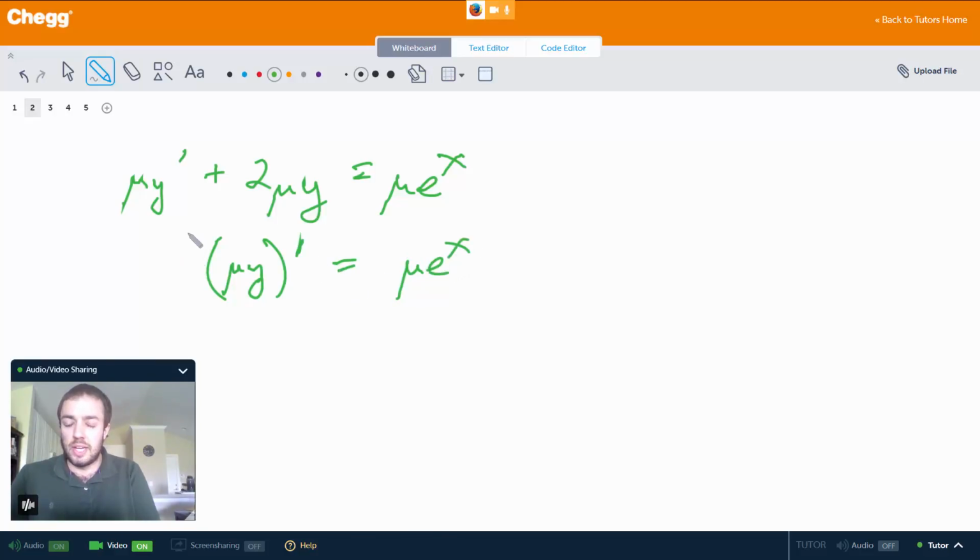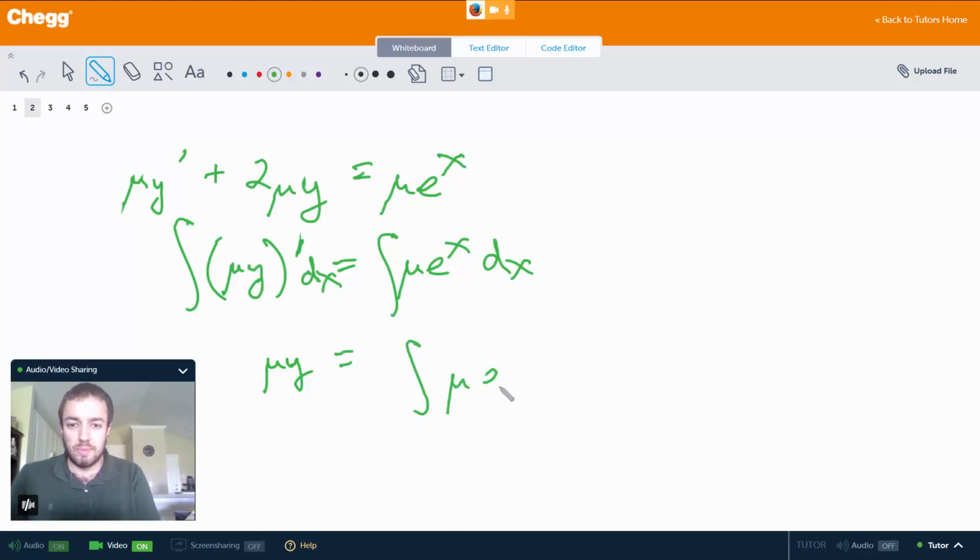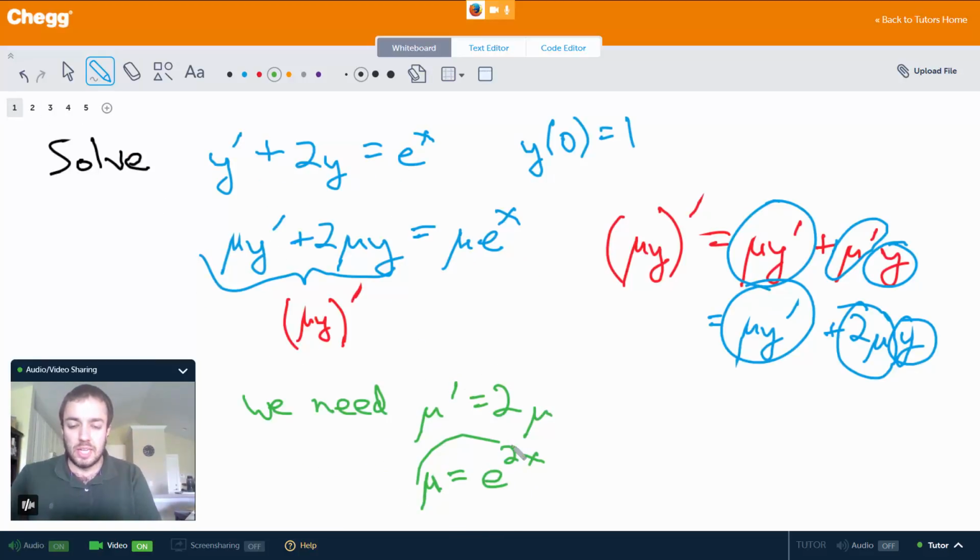Now what we can do is integrate both sides. If we integrate both sides with respect to x, then on this side, if we integrate (mu y)', we just get mu y, because we're just integrating a derivative, so if you integrate the derivative, you just get this thing back. And then over here, we still just have the integral of mu e^x dx. Then divide both sides by mu, and we end up with an expression for y. So y is 1 over mu times the integral of mu e^x dx. And remember, we already found mu, it's e^(2x).